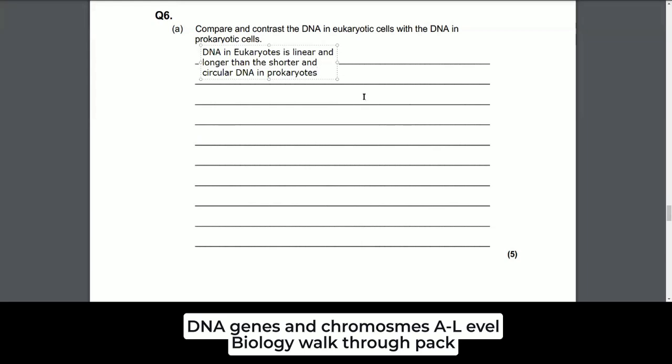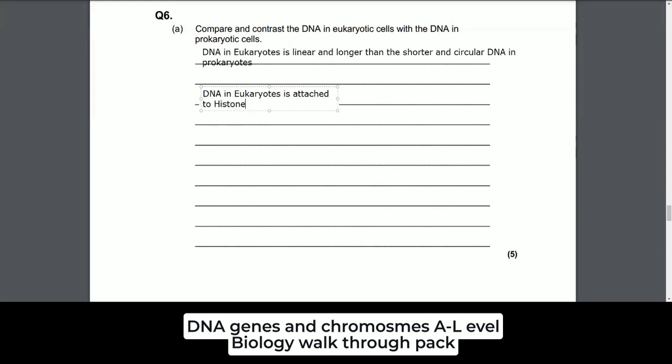There we go. I mentioned 2 lovely things there to get me some marks. What else can we say? Also, let's talk about some other differences. DNA in eukaryotes is attached or wound around histones. So if you can't remember histones, it's attached to a protein.